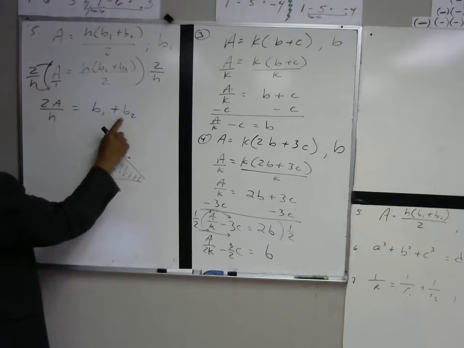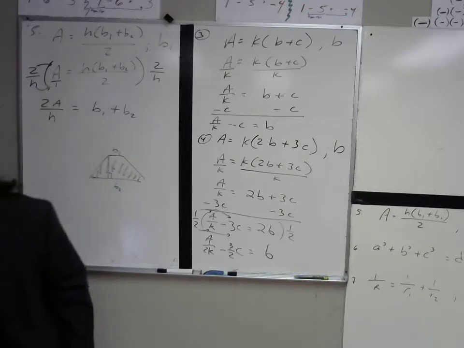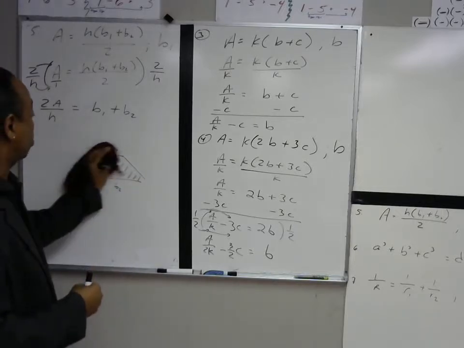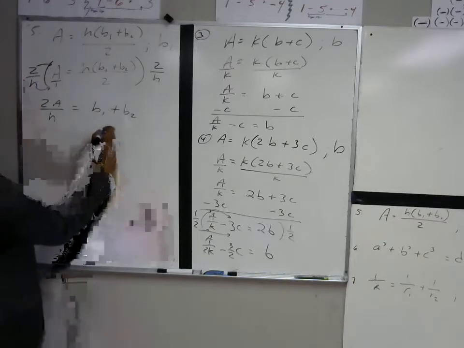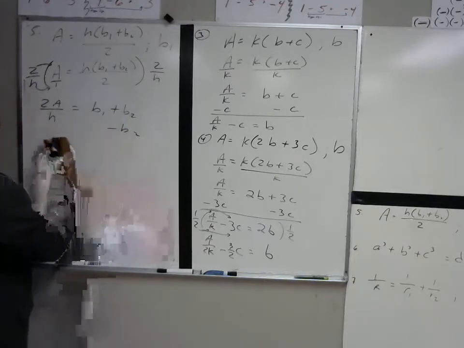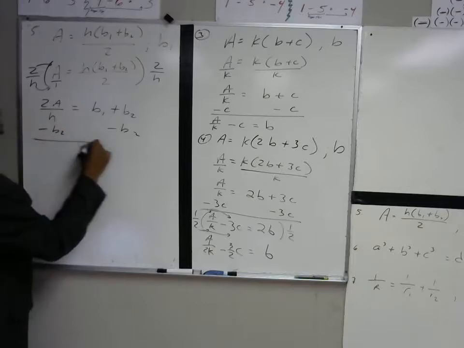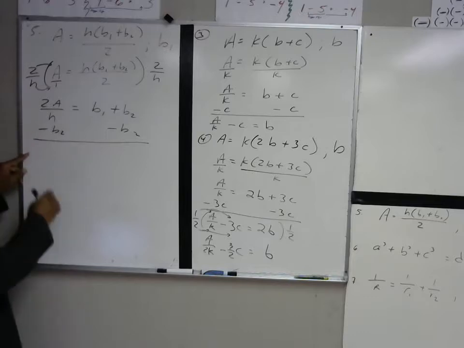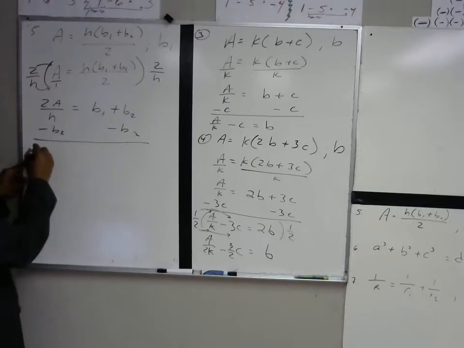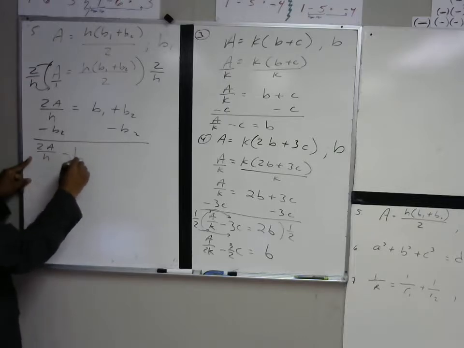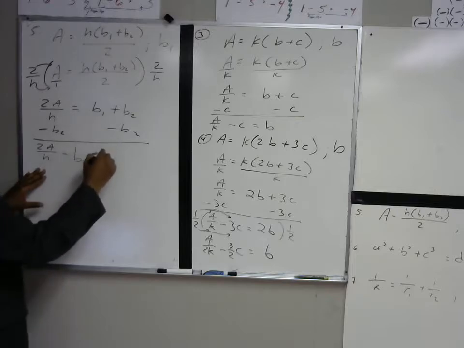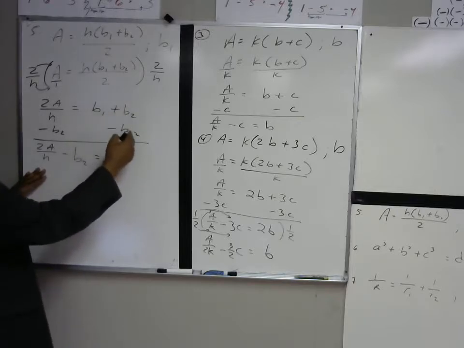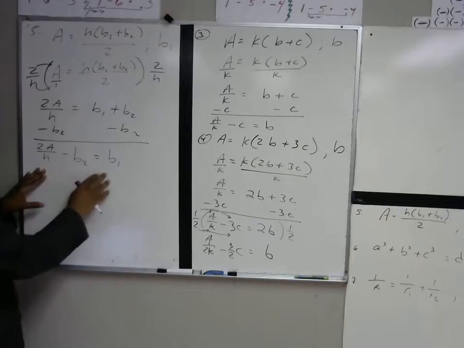Now we want to get rid of the adding B2. I'm going to use a subtracting B2 from this side and subtracting B2 from this side. Notice again, these are not like terms, so we're going to put these next to each other. So it'll be the 2A over H subtracting B2. This side we have the B1, and the B2s are canceled. So this is 1.